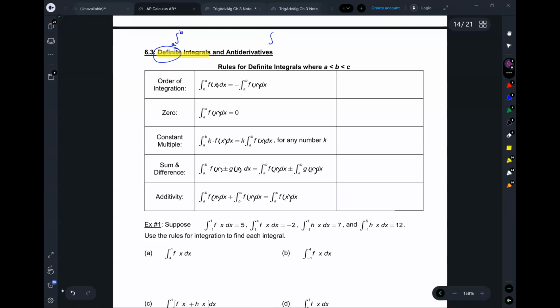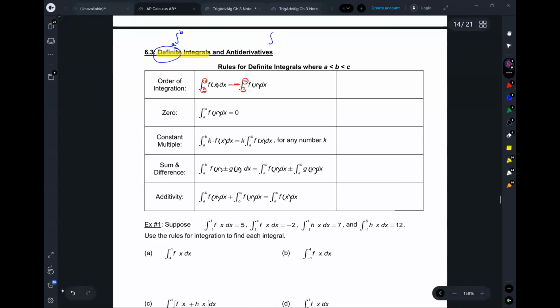First up is order of integration. So take a look at this first integral. We have the integral from B to A of f of x dx. Well, the rule is that this is equal to the negative of the integral of f of x dx from A to B. Bottom line is, look here, we have B on the bottom, A on top. Here, the limits of integration are switched, and when that happens, you have to have a negative out front.